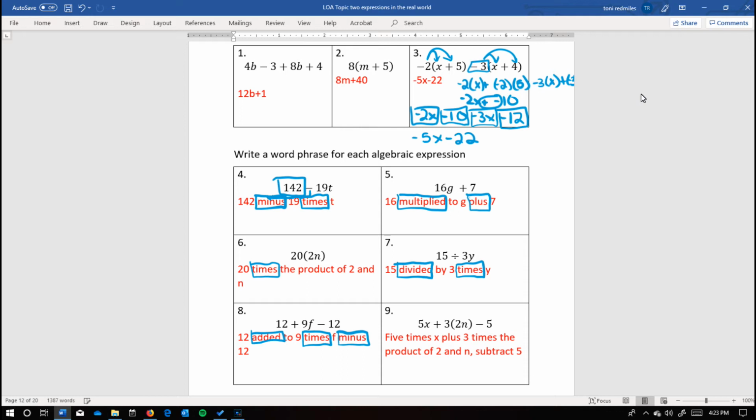5 times the x. So this can be a different word, but it has to mean times. The x plus, I could use a different word for plus. 3 times, remember that 3 is being multiplied by that parenthesis, so I could use a different word for times, but the product of 2 and n needs to stay the way it is. Now I could do a different word for this subtraction, and make sure you have this comma. So that's the best I can do. We're going to have varying answers on this. As long as you get the right idea, you'll be fine.